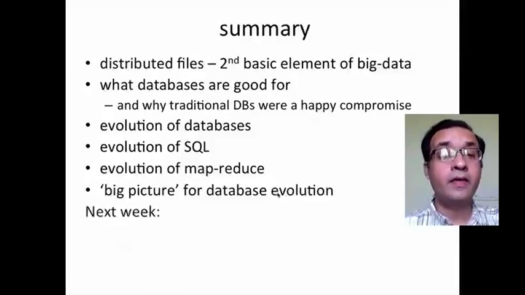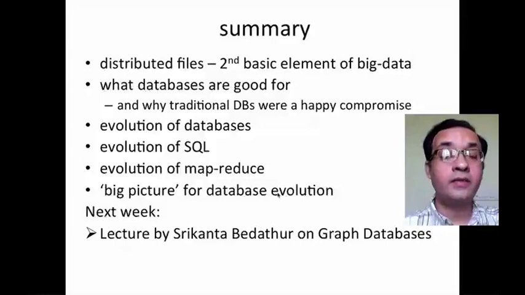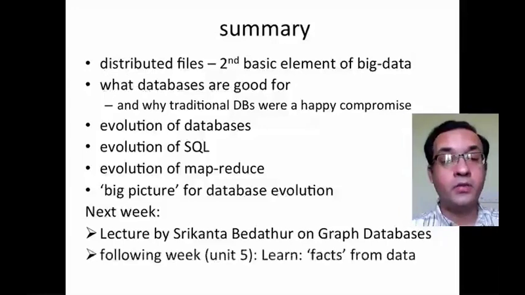today. And next week, we'll actually be having a guest lecture by Srikanta Bedathur of IIIT Delhi on graph databases. We will not have separate quizzes and homeworks on the guest lecture, but you will have time to do homework 3 and the programming assignment that goes with it. We'll get started with unit 5, which is going to be on the subject learn, where we'll get started with unearthing facts from data using more complex classification, clustering, rule mining, all the things we just mentioned earlier in this summary.